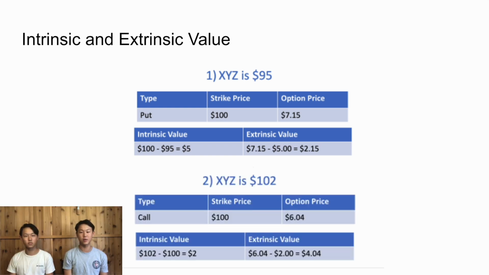Now if XYZ is at $102 and I own a call with a strike price of $100 and an option price of $6.04, I can find the intrinsic value by subtracting the strike price from the market price of the stock. $102 minus $100 is $2, so my intrinsic value is $2. Now subtracting the intrinsic value from the option price of $6.04 gives me $4.04. This is the extrinsic value.